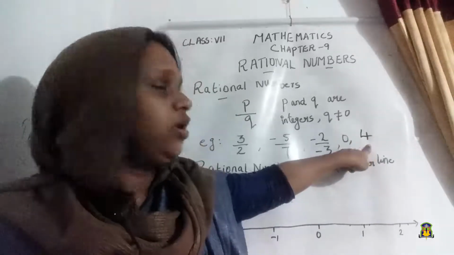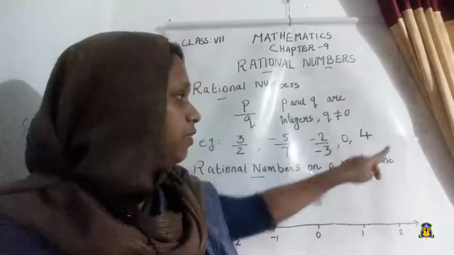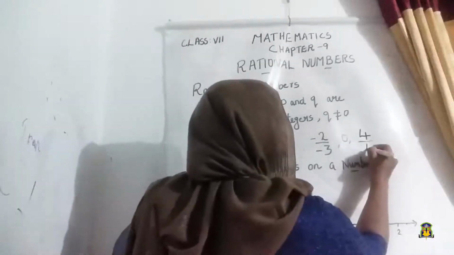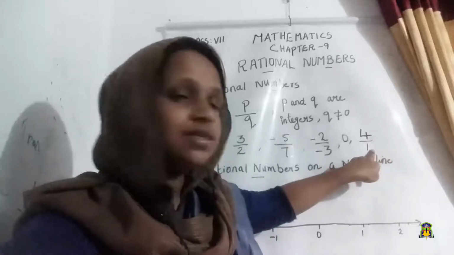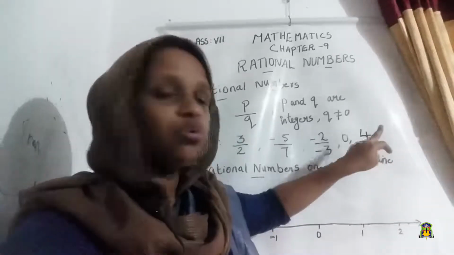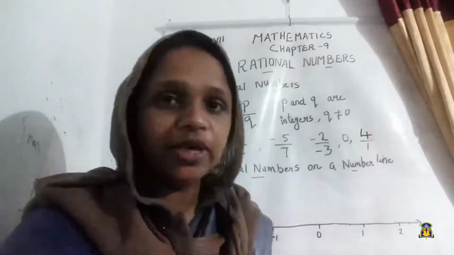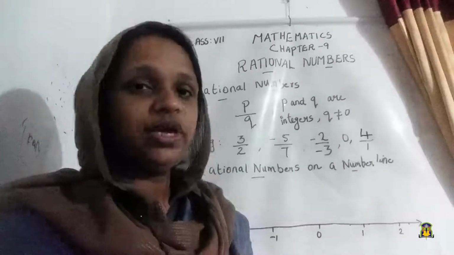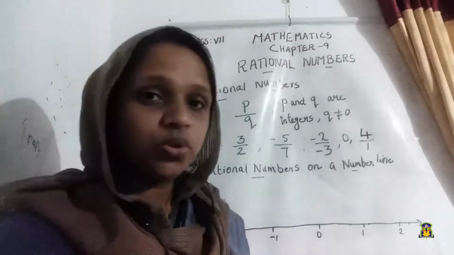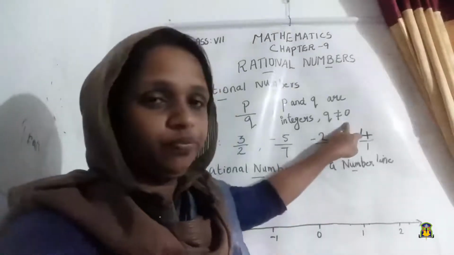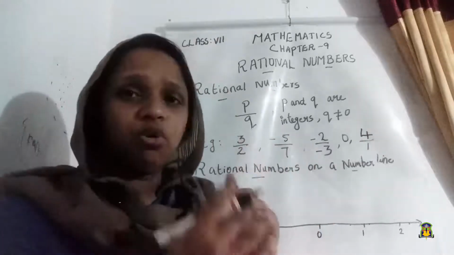Then what about 4? This 4 is an integer. Is it a rational number? Yes, because we can write 4 as 4 by 1. There is no change. Here 1 is an integer, so P and Q are integers. So we can tell that 4 is also a rational number. So a number written in the form P by Q, where P and Q are integers and Q is not equal to 0, is a rational number.